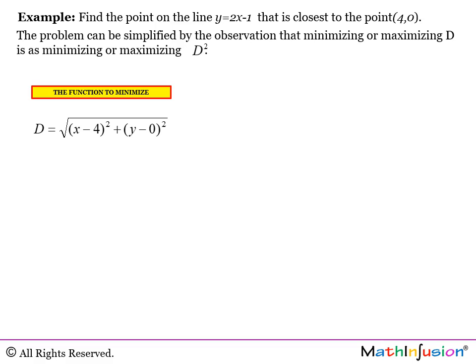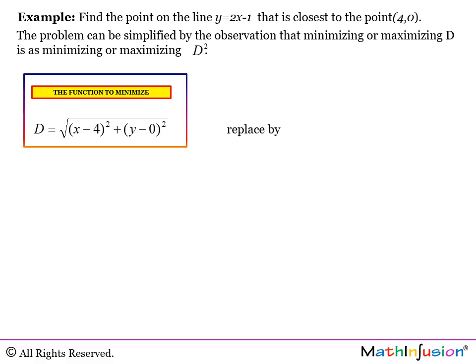Instead of doing this, you know that the distance is what? It's the difference of the x coordinates to the power of 2 plus the difference of the y coordinates to the power of 2, all squared. This is just the Pythagorean theorem if you recall. One of the points is (x, y). This is the unknown point which is on the line y equals 2x minus 1. And (4, 0) is the other point. So I'm going to replace this by that.